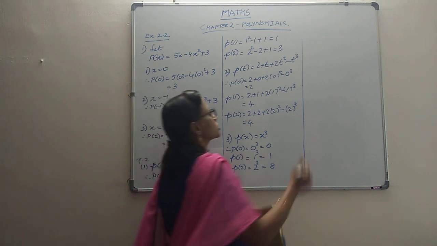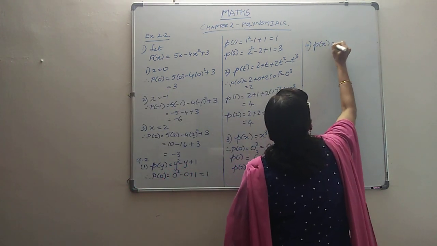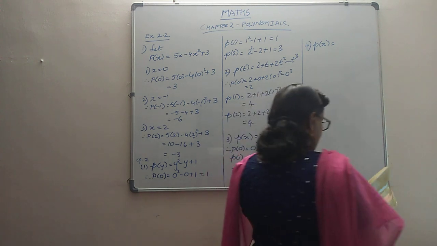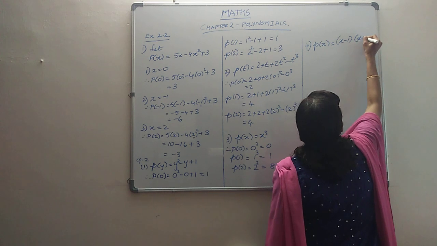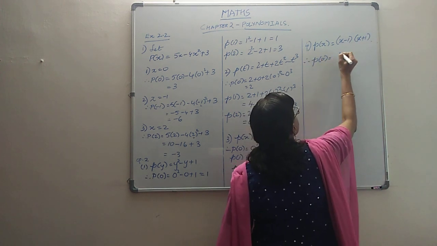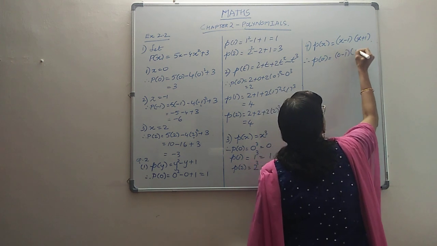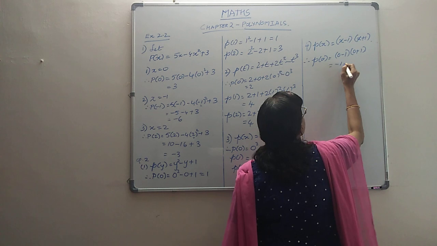Then we have the fourth subpart where they give us a polynomial P of x as x minus 1 into x plus 1. The question is clear to us that we are supposed to be finding P of 0 first. Wherever x comes, put 0. So 0 minus 1, 0 plus 1, minus 1 into plus 1, answer is minus 1.